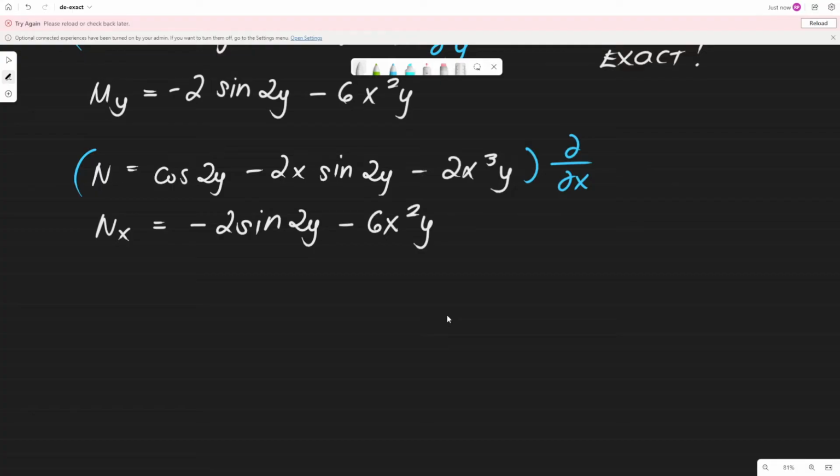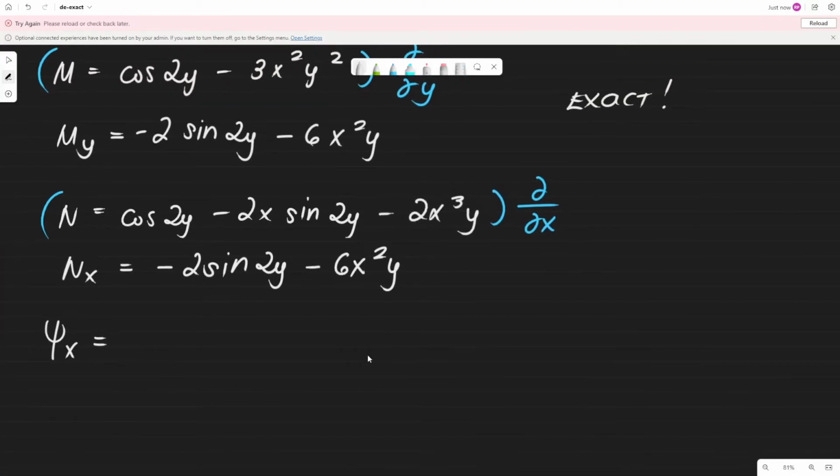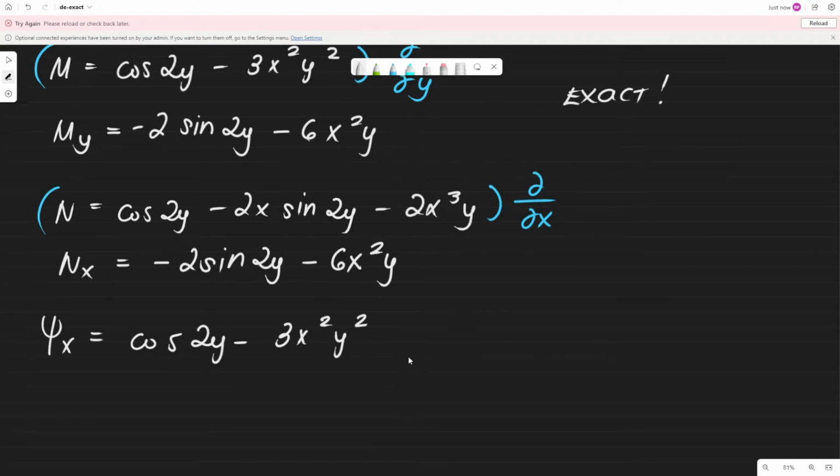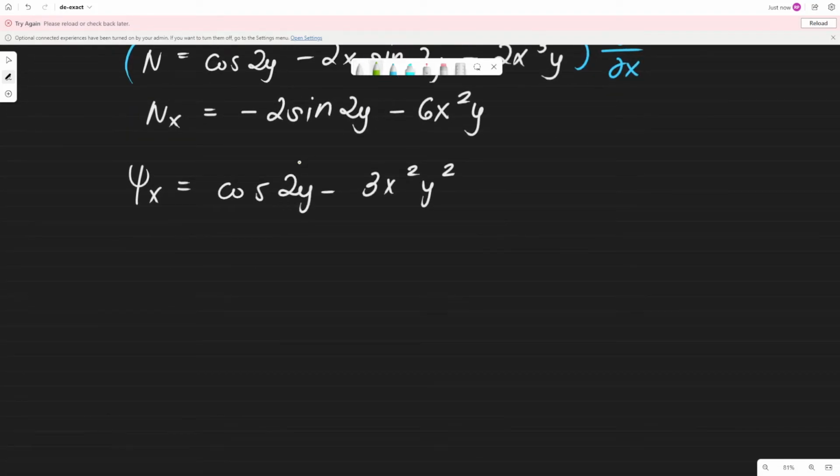So, we'll have psi sub x, which is equal to, what's the value of m? That is cosine 2y minus 3x squared y squared. Okay, then let's get the antiderivative, so that only psi is retained. In respect to x, of course. So we'll have psi is equal to what?